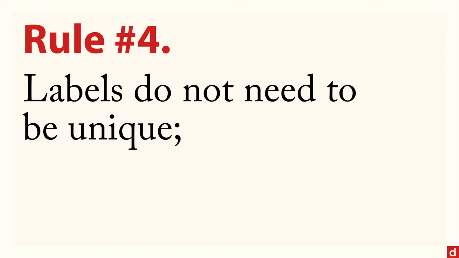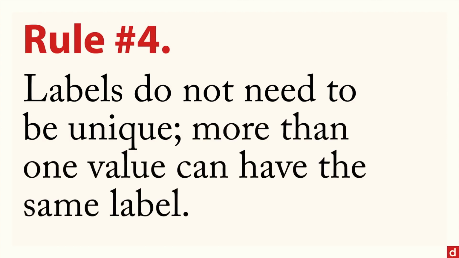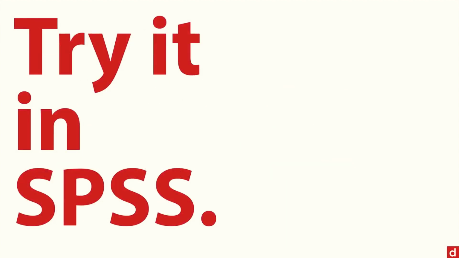Rule number 4, the value labels do not need to be unique. That is, more than one value can have the same label. So you might have the numbers 1 through 9, and it could be that 7, 8, and 9 all say the same thing, but they underneath have different coding. There are situations where you might want to do that. But mostly, I want to show you how this works in SPSS.